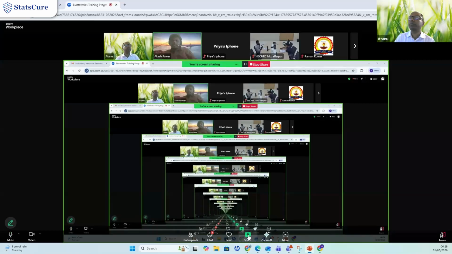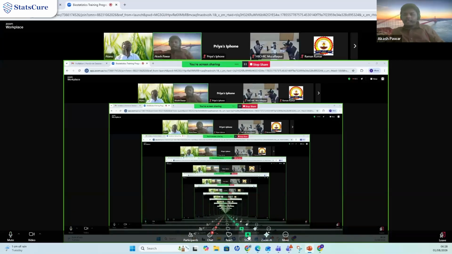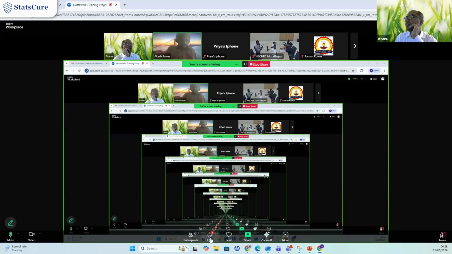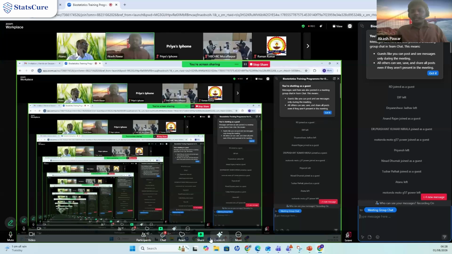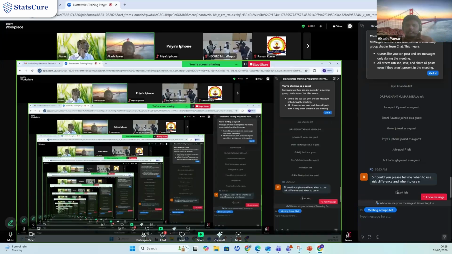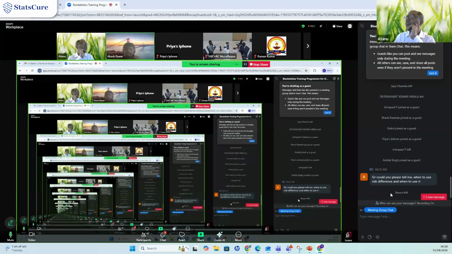One question we received in common: when should we be using RR and when should we use risk difference? Okay, risk difference and RR, which stands for relative risk.